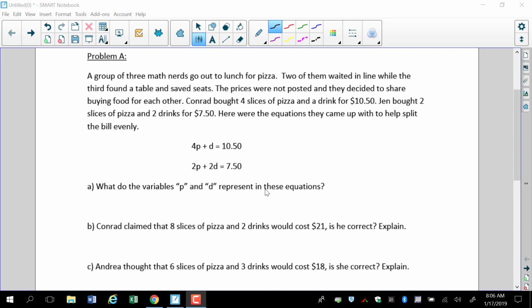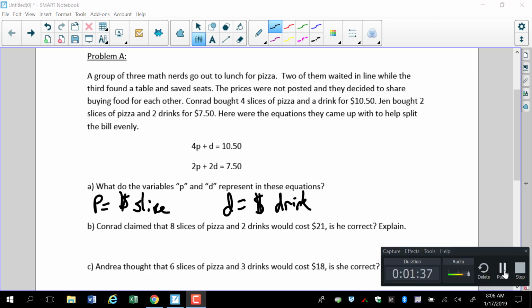Again, too often I feel like we just get caught up into here's x, here's y, and call it a day. And we really want to know what those variables, the x's and y's, in this case p's and d's, stand for. So the variable p here is the price of a slice of pizza, and d is the price of a drink. Not how many drinks, it's just the price of the drink. So we have 2 slices and 2 drinks at a certain price is $7.50. So what if we claim 8 slices and 2 drinks cost $21?